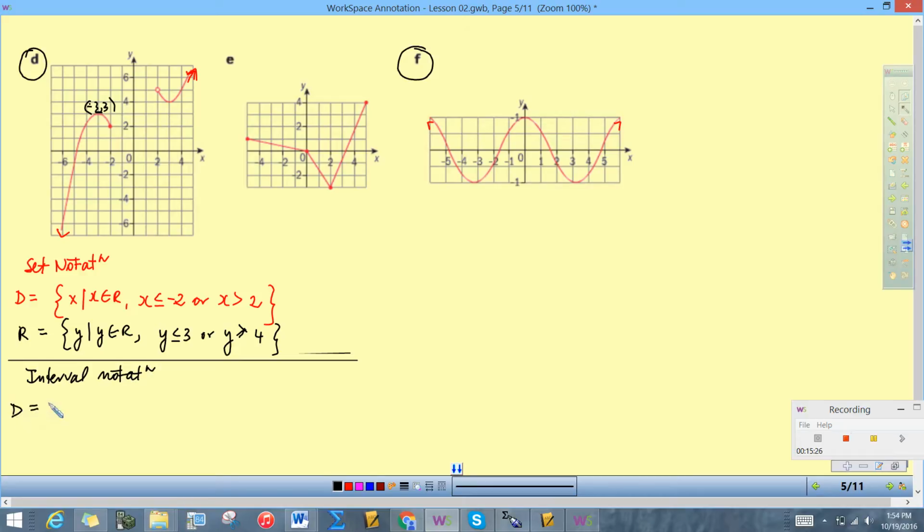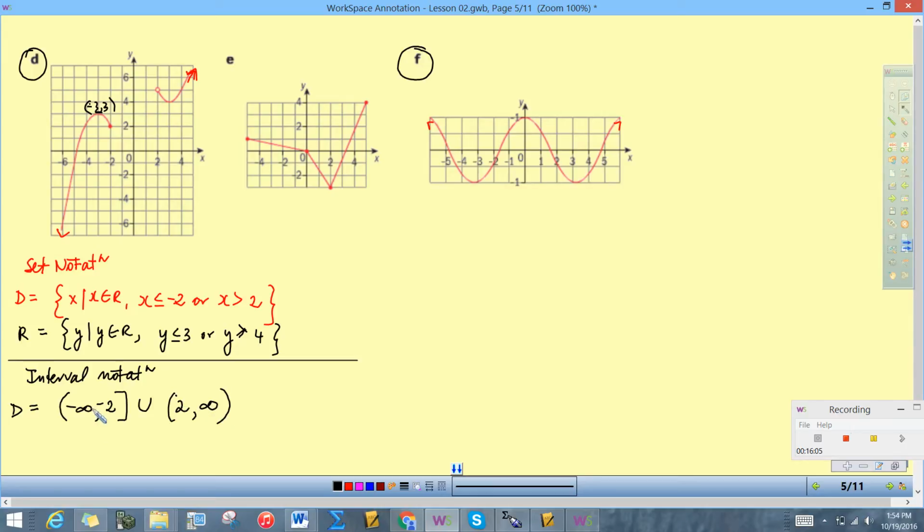Okay, so the domain is going to be, starting from the left moving towards the right, I'll start off with a round bracket, negative infinity, all the way to the number -2, where it is included. And then I'm going to do a union with the next one being 2, not included, going all the way to infinity, and that's not included. Again, we have a round bracket placed on that.